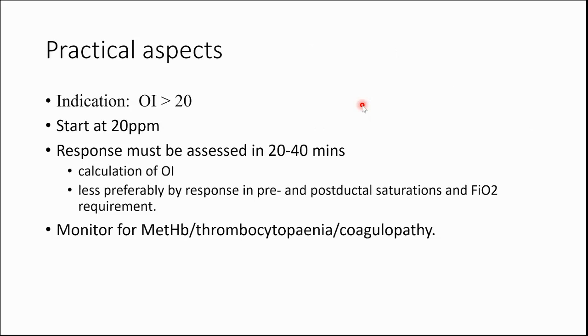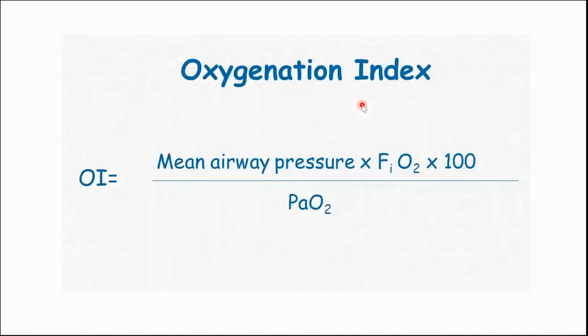Okay. Looking into some practical aspects with regards to nitric oxide. So after you stabilize the baby and after you look into those basic things that I have mentioned before, then you calculate the oxygenation index. I hope everyone is familiar with the calculation. You do it by multiplying mean airway pressure by FiO2, and then you divide it by the postductal partial pressure of oxygen.